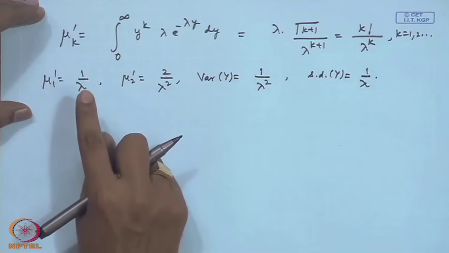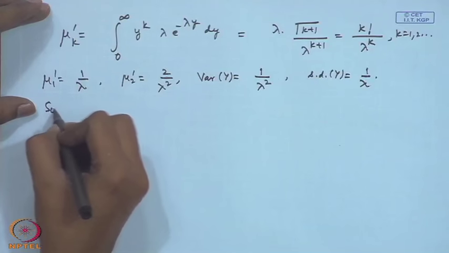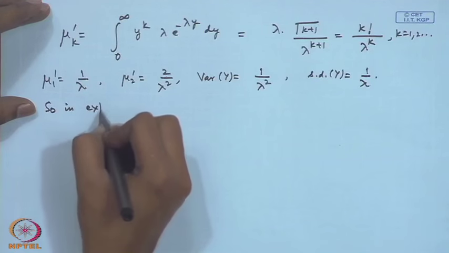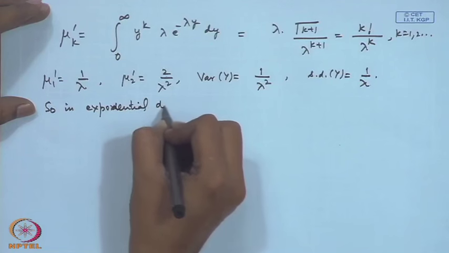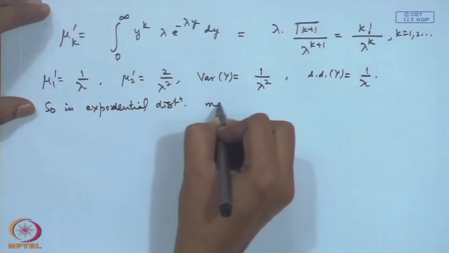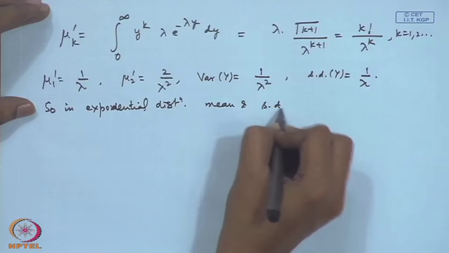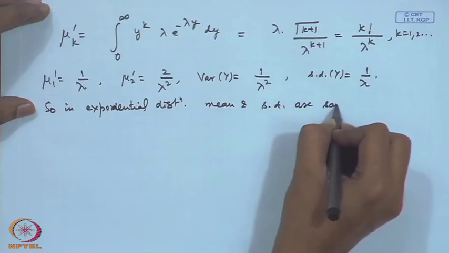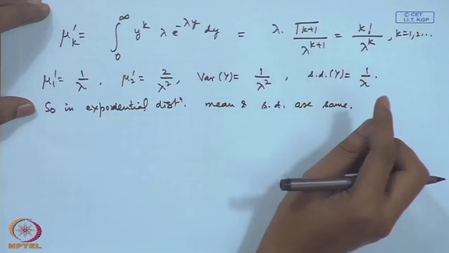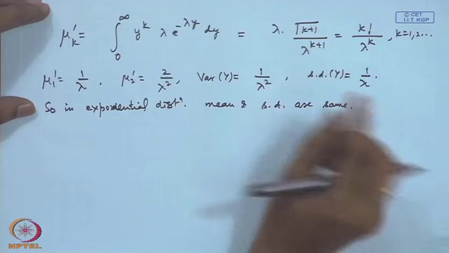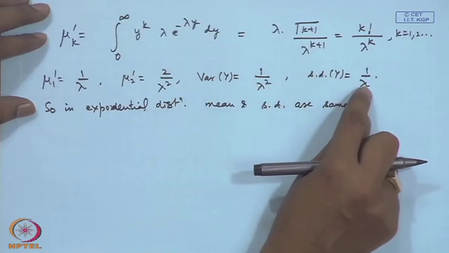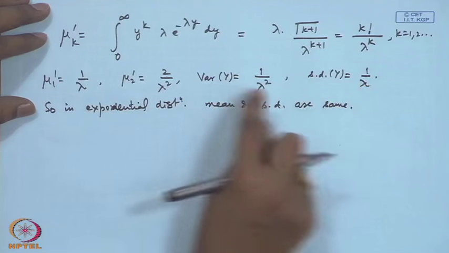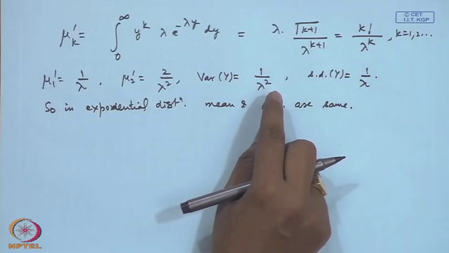So, in an exponential distribution, mean and standard deviation are the same. In a Poisson distribution, mean and variance and the third central moment are the same. In an exponential distribution, mean and the standard deviation are the same. And of course, one can write down the higher order moments also here.